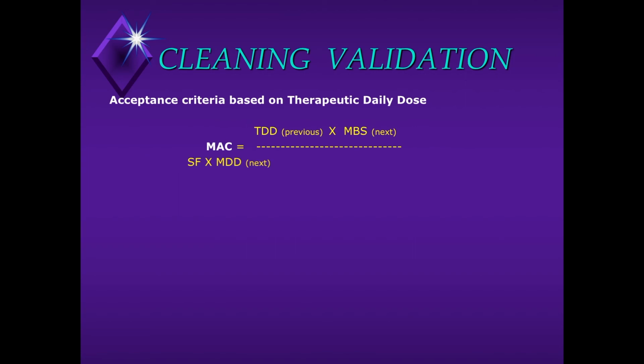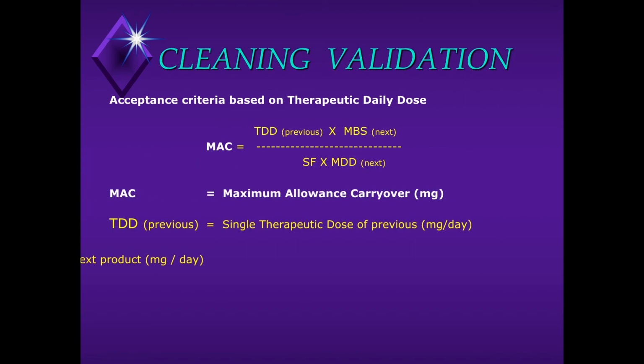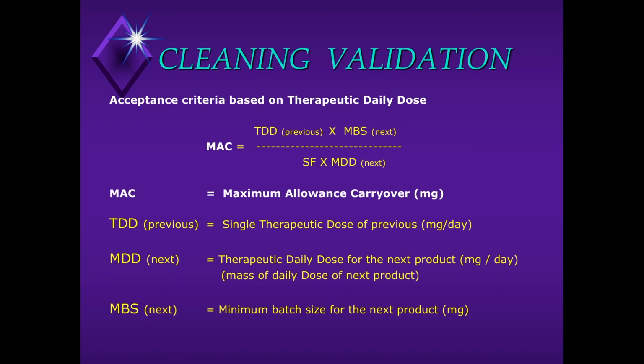Now here is the formula for calculation of maximum allowable carryover of contaminants. Single therapeutic dose of previous product is multiplied by minimum batch size of the next product, and it is divided by safety factor, and the whole thing is divided by therapeutic daily dose of the next product, mass of the daily dose of the next product.